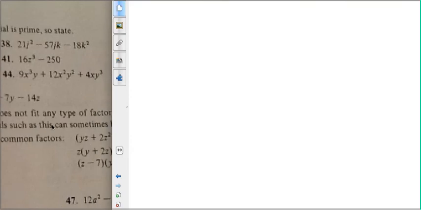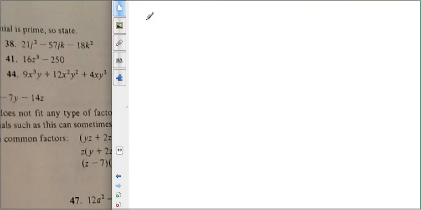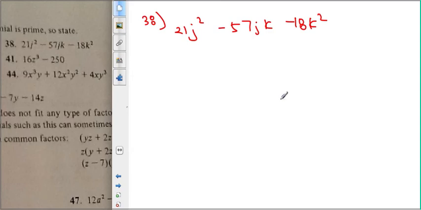Let's look at number 38. 21j squared minus 57jk minus 18k squared. Now, which two numbers multiply to 21? So we have 1 and 21, and 3 and 7. For 18, we get 1 and 18, 2 and 9, and 3 and 6. So how can we multiply them together so that we can get 57 out of it?